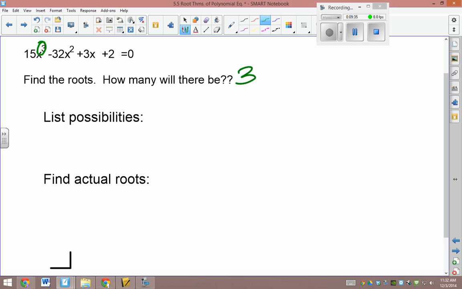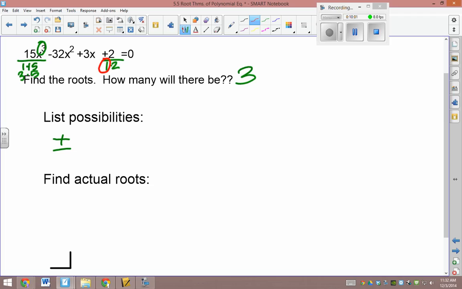So we want to start by listing the possibilities. Remember, the way that you come up with the possibilities is by taking the last number, which is 2. The factors of 2 are 1 times 2. The first number is 15. There are more than one combination here, so it could be 1 times 15. It could also be 3 times 5. So when we make our list, remember you're going to put plus and minus in front of everything, and you're going to be strategic as you go through to find all the combinations.